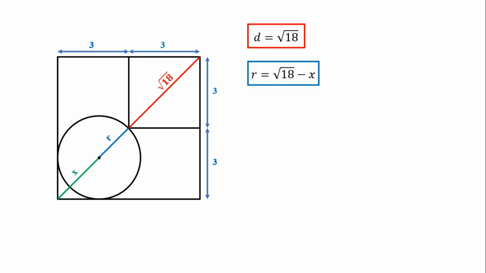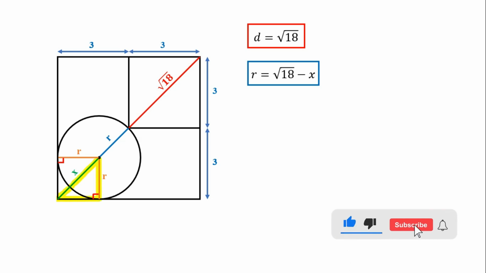Draw the radii from the center of the circle to the 2 points where the circle touches the sides of the large square. The angles formed at the points of tangency are right angles. Why? Because a radius drawn to a point of tangency is always perpendicular to the tangent line. Once again, we have a right triangle.